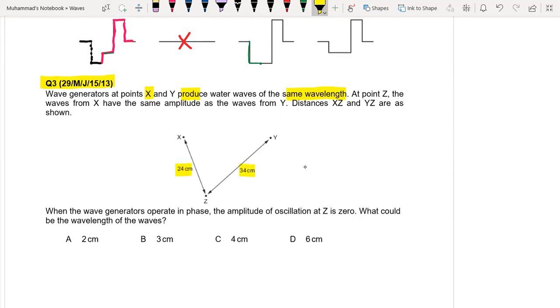XYZ is 34 centimeters. So the waves from both sources X and Y travel towards point Z and they overlap at point Z. When the generators are operating in phase, the amplitude of the oscillation at Z is 0. So they interfere destructively at point Z. So what we have to find is, what could be the wavelength of the waves?